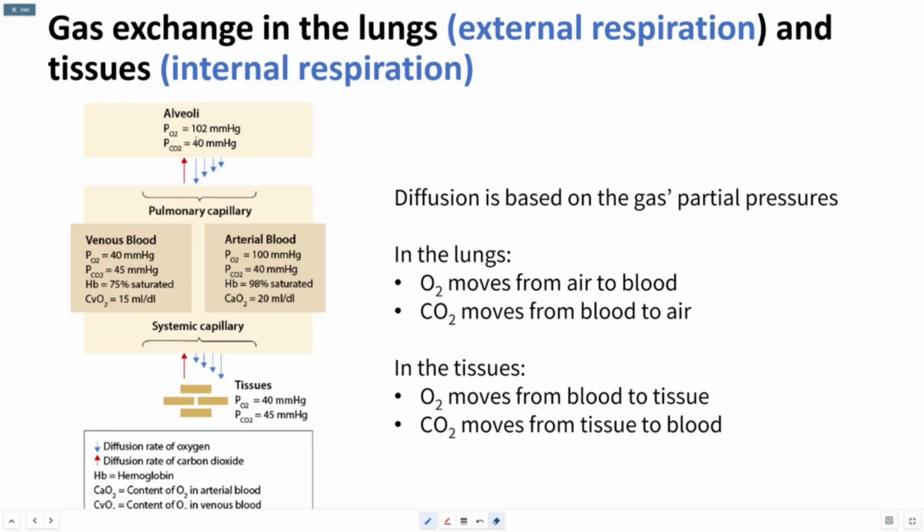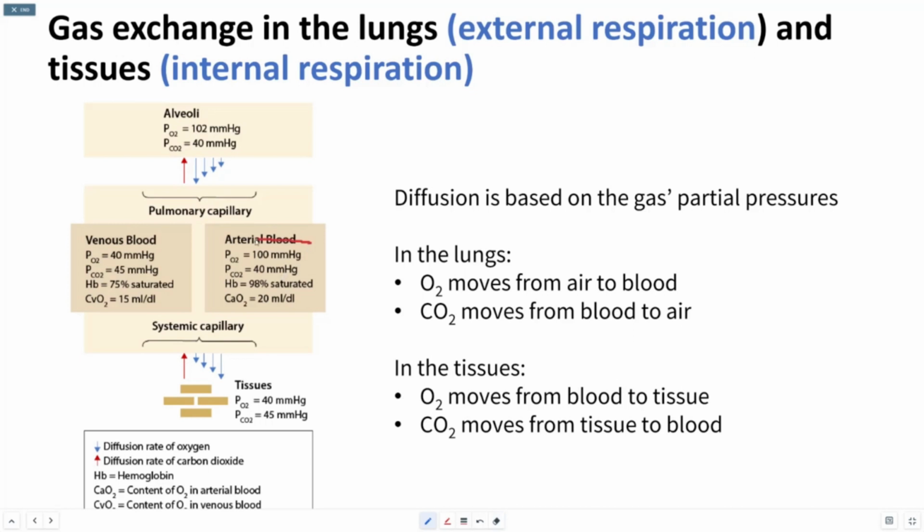And that is because you have 102 millimeters of mercury of oxygen in the alveoli, and inside the venous blood, it's going to have only 40 millimeters of mercury. So it goes from high to low, 102 towards the 40. Whereas for CO2, you have 40 millimeters of mercury, and inside the venous blood, you have 45, so it goes in the opposite direction. Then on the arterial side, you'll see it swaps over.